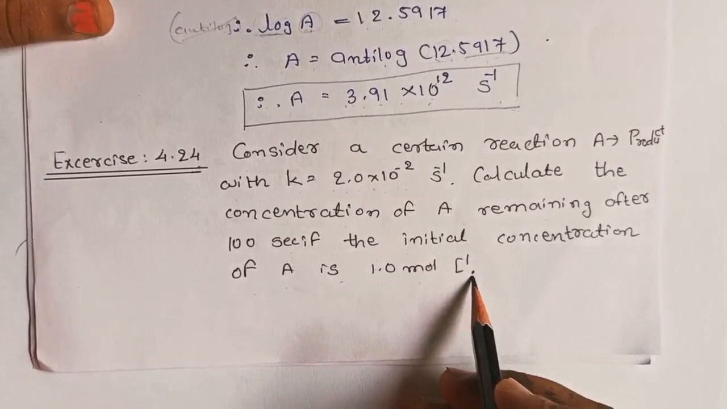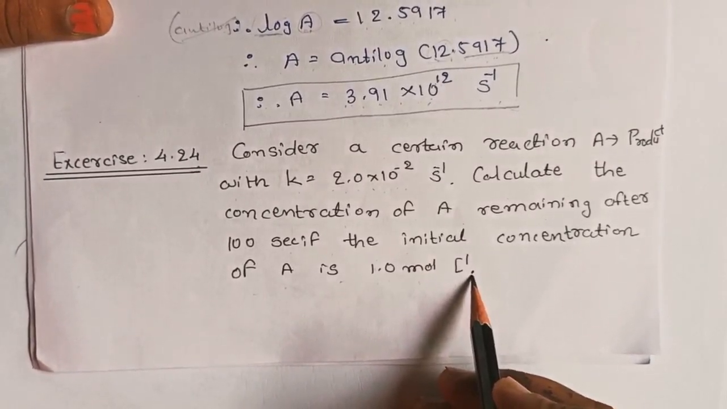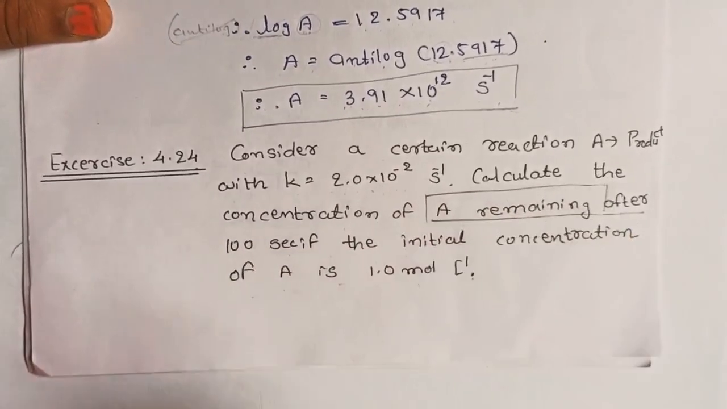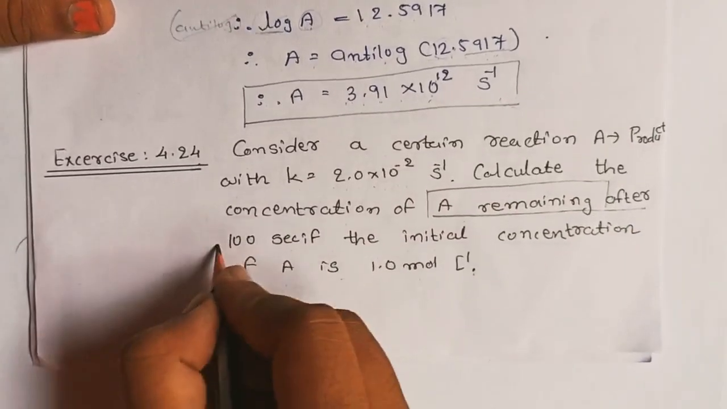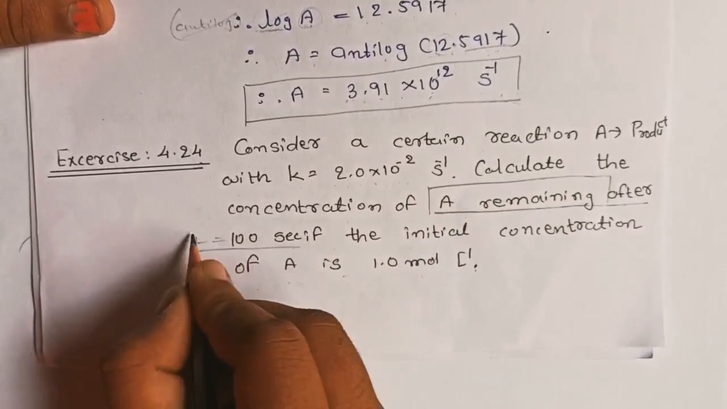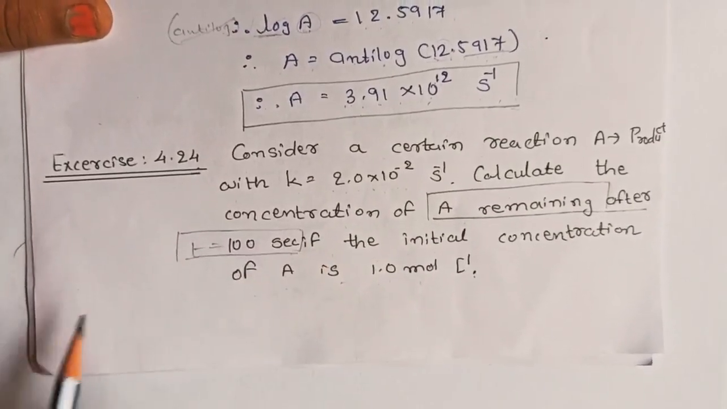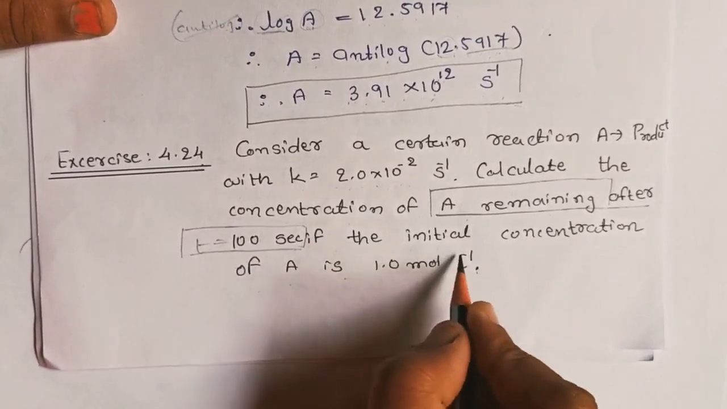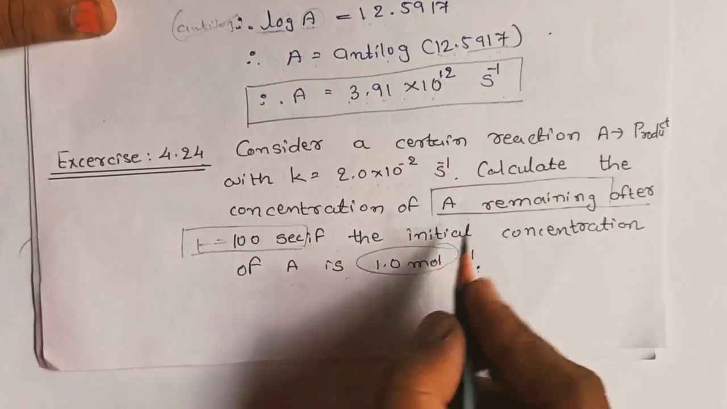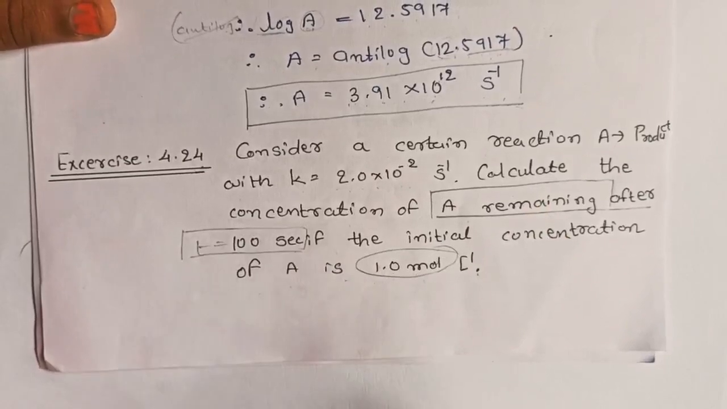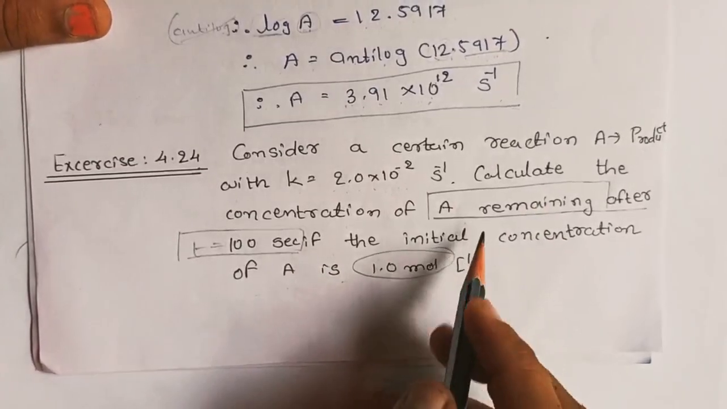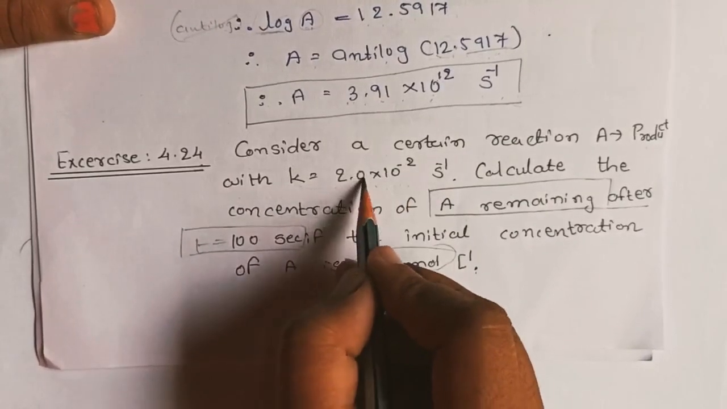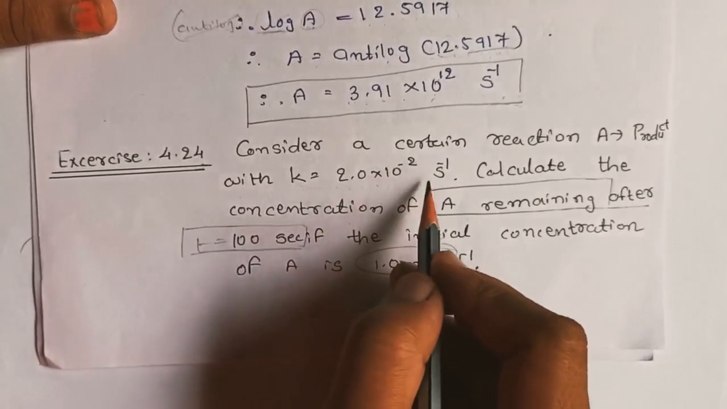We have to calculate what? The remaining concentration of A, right? Remaining concentration of A after t equal to 100 seconds. And the given data: the initial concentration of A is 1 mole per liter, and also the rate constant k equal to 2.0 into 10 to the power -2 second inverse is given.